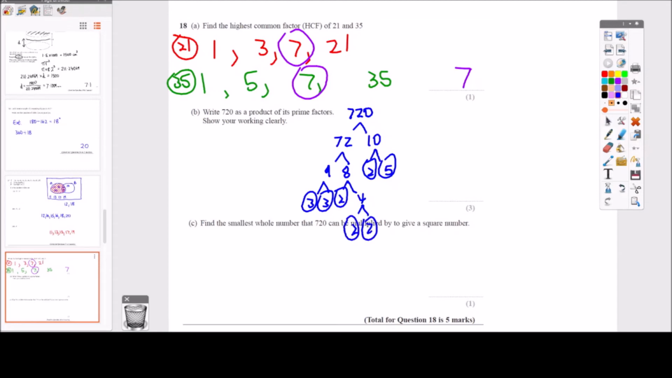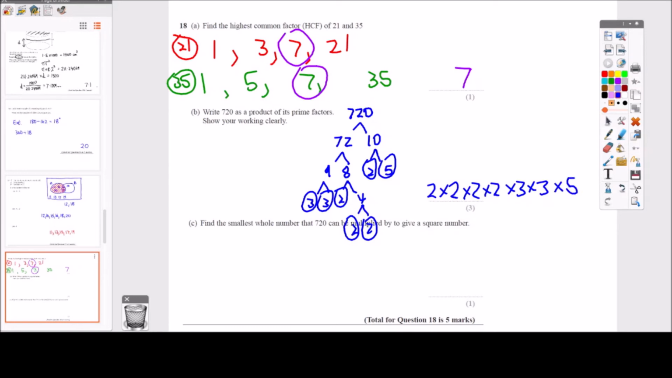So for the product of prime factors, I just go and list all of these numbers that have been circled in numerical order, but more importantly with the times sign between them all. So I've got 2 times 2 times 2 times 2 times 3 times 3 times 5.